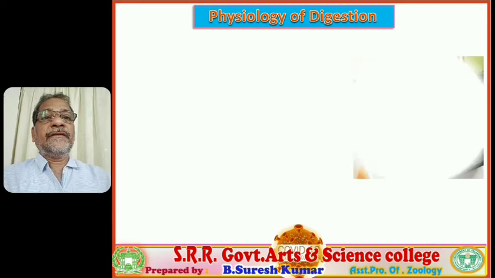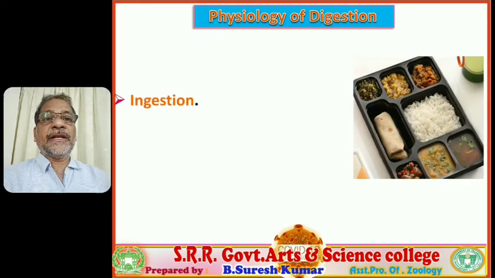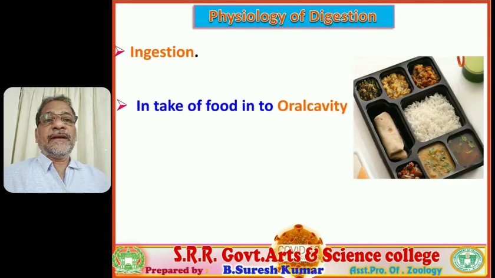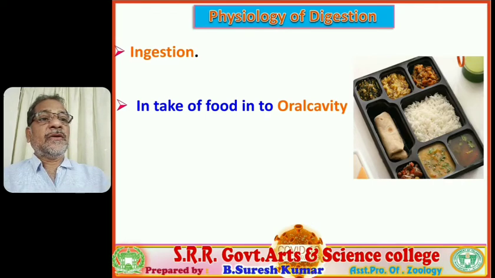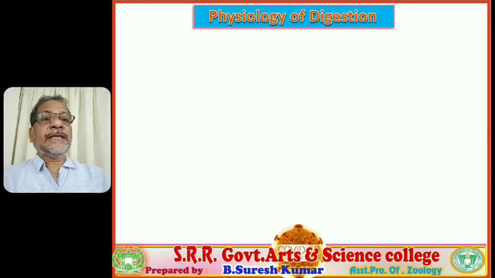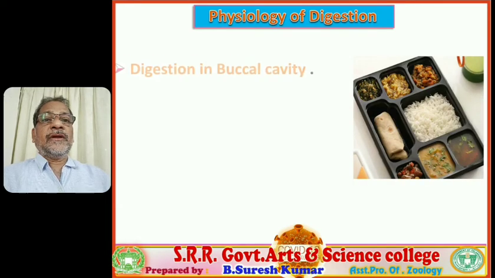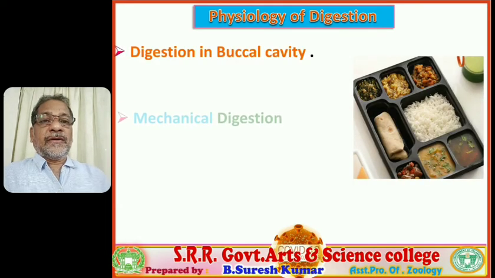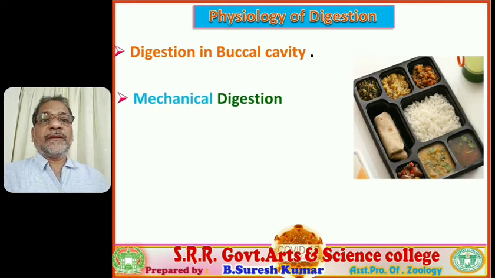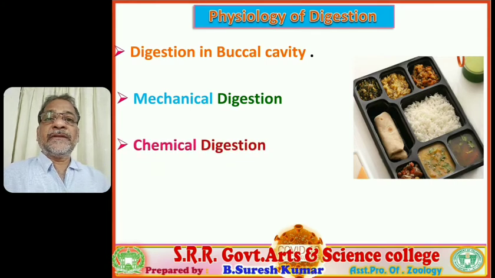The first event is ingestion. What is ingestion? Ingestion is simply the intake of food into the oral cavity. Now, after ingestion, digestion first takes place in our oral cavity, the buccal cavity. This is the first step, in which mechanical digestion as well as chemical digestion takes place.